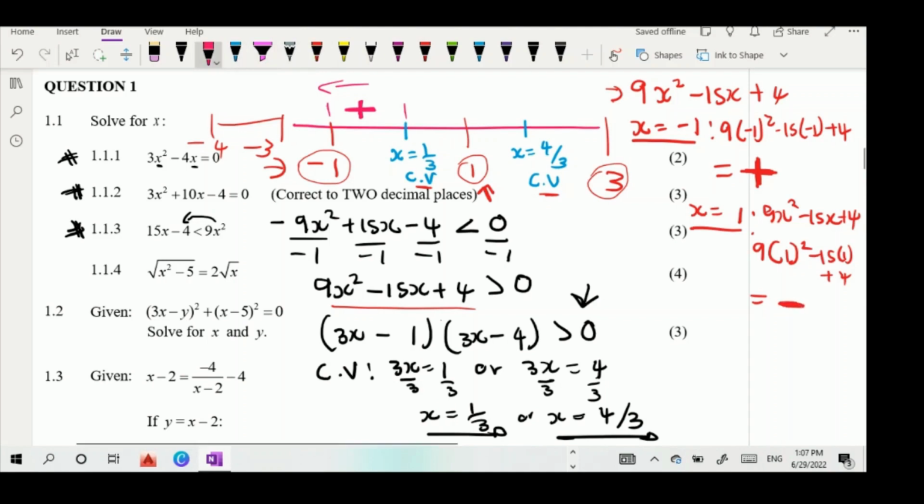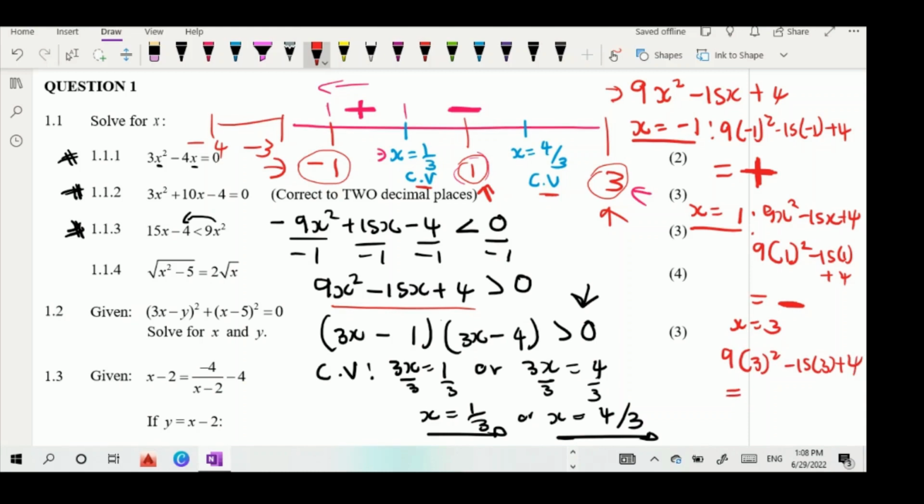Once you get that solution, you're going to go there in between your critical values, because 1 lies in between the critical value of 1 over 3 and the critical value of 4 over 3. So you're going to write the sign that you got, which is negative. You write it down, and then you continue. You test a value that is greater than 4 over 3. You say, if x is equal to 3, so we are using the circled ones, then you substitute 3. So 9 into, you put 3 where there's x, plus 4. You only check the sign. What is the sign of the answer you're getting? You're going to get a positive sign.